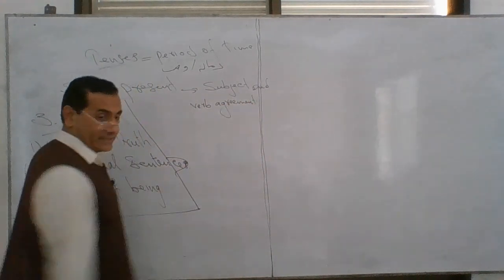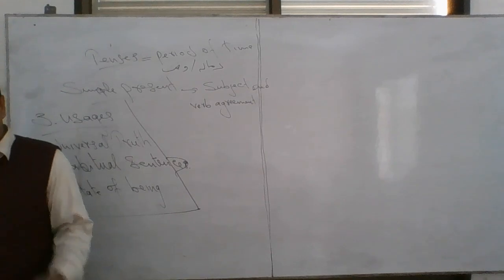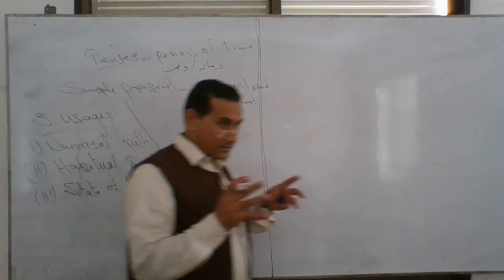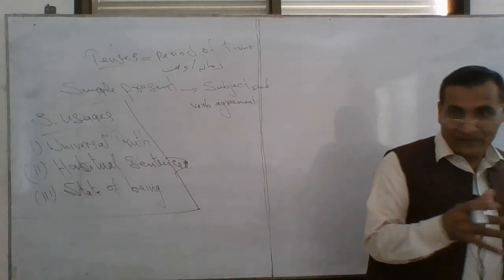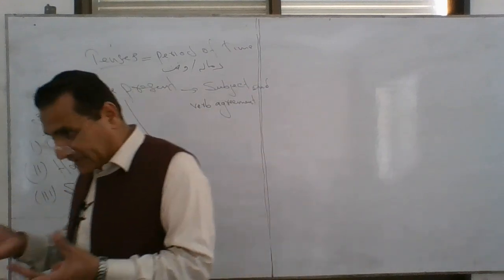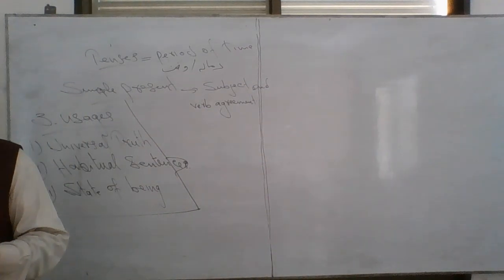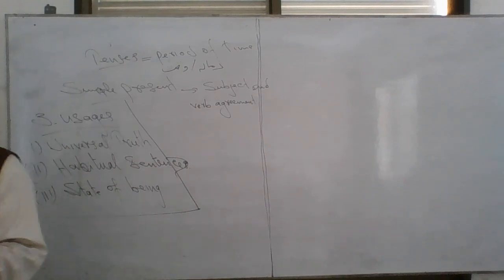Subject-verb agreement is there. What is that subject-verb agreement? You know, subject, the doer of an action. Who is doing something? Aslam, Akbar, I, you, he, they, she. All these are the doers. They are doing something. So that is called subject.